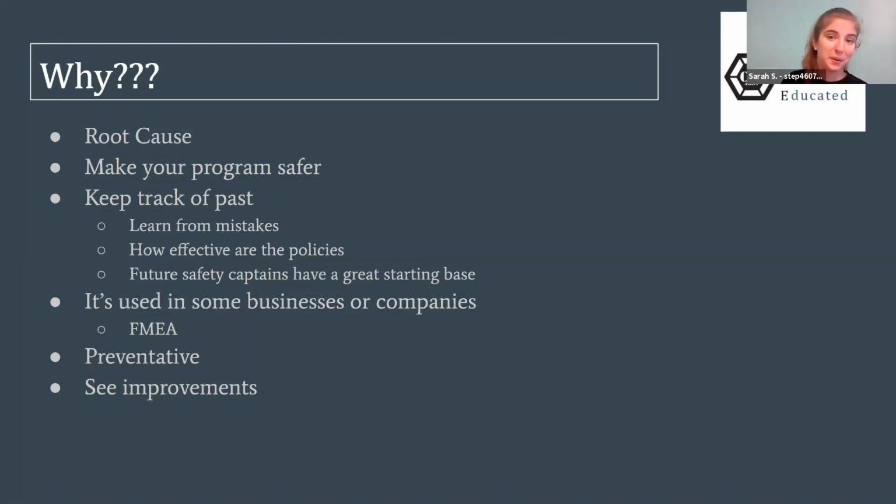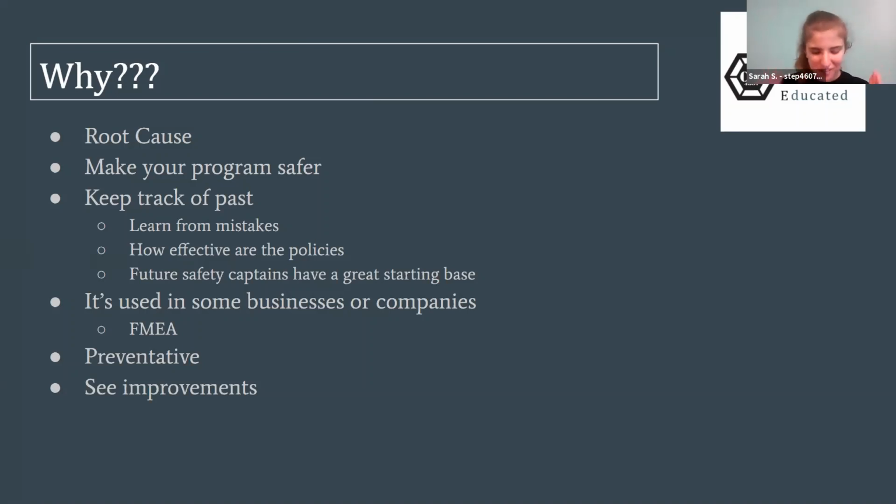You're also going to find out how effective your policies really are. So you're going to figure out, okay, some of this policy wording is not working for us, or the way we're implementing it is not working for us. You're going to figure out a lot of how your manual is working for you. Talking about that, you're going to have a good base for your future safety captains.